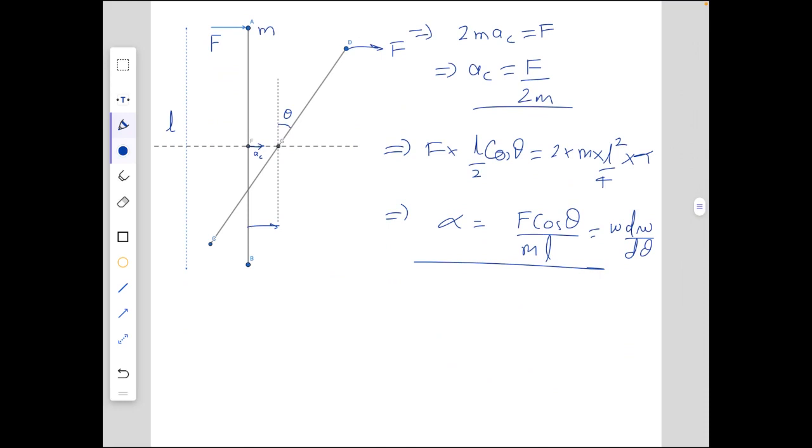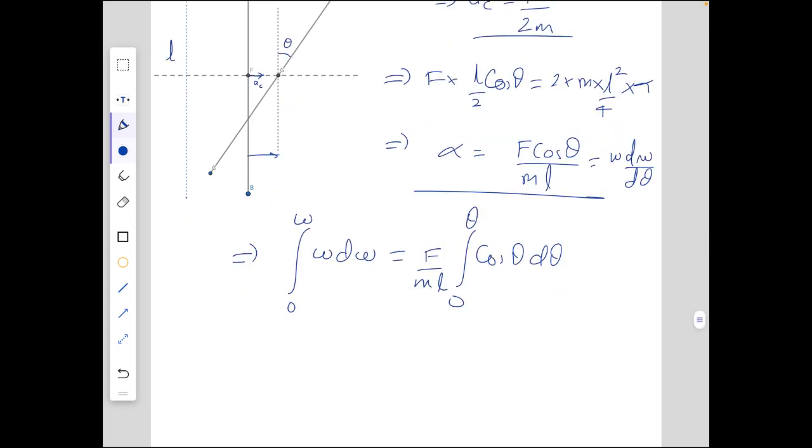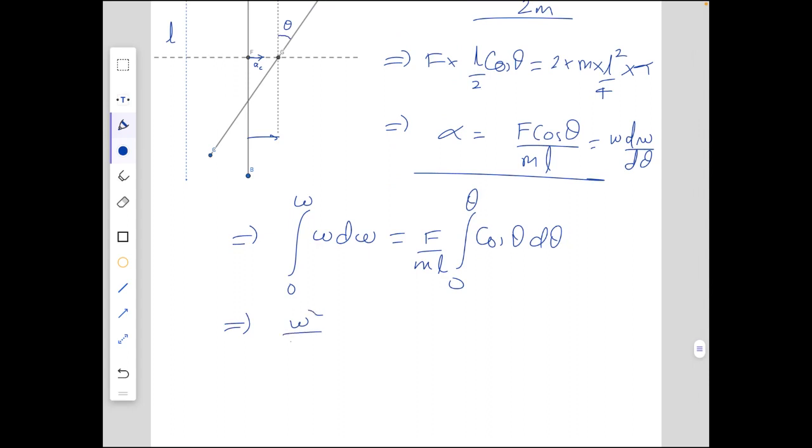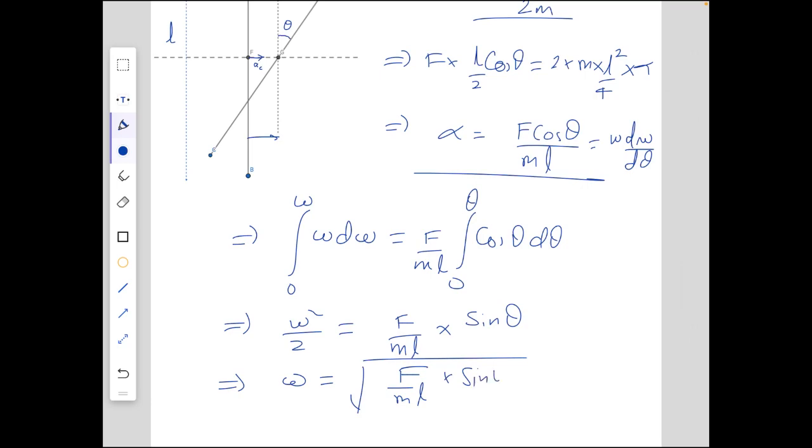So from here, rearranging and creating a differential equation, what we get is omega d omega equals cos theta d theta times F over mL. Now we can integrate this from theta equals 0 to some theta, and omega will change from 0 to some omega. So from here what we get is omega squared by 2 equals F by mL times sin theta. So the omega at any general position, as a function of theta, is the square root of F by mL times sin theta times 2.